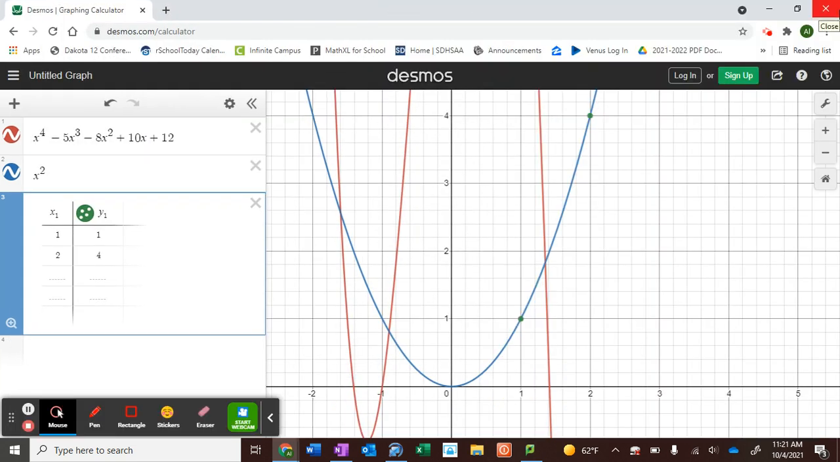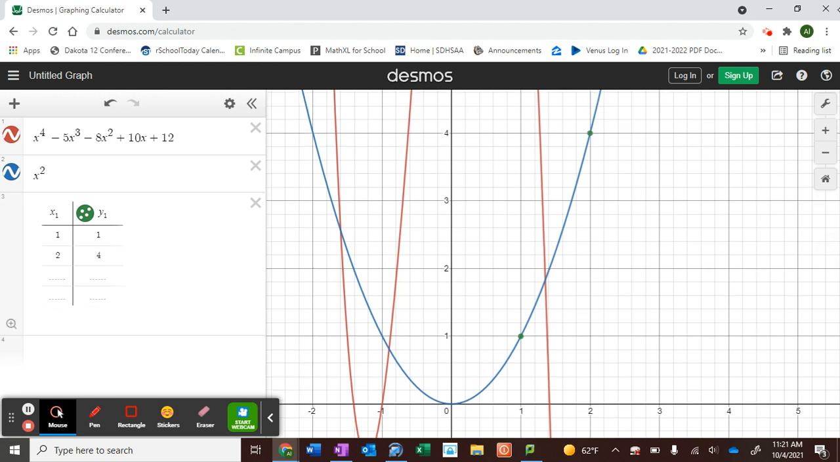So, let's figure out how to find the slope at this point. Let's start with the points (1, 1) and (2, 4) here. Let's find the slope of the line that would go from here to here. Okay? From there to there.